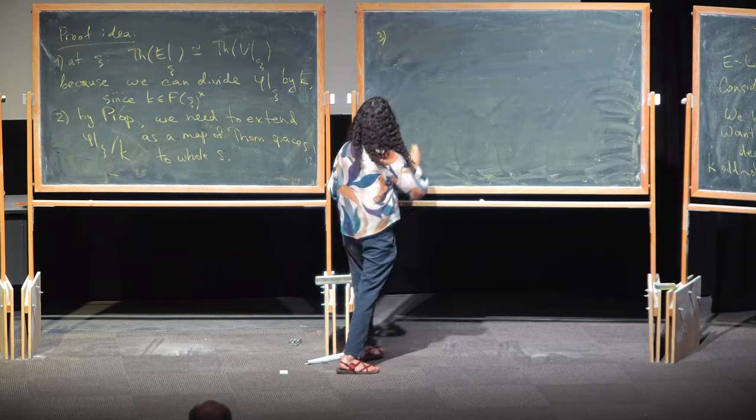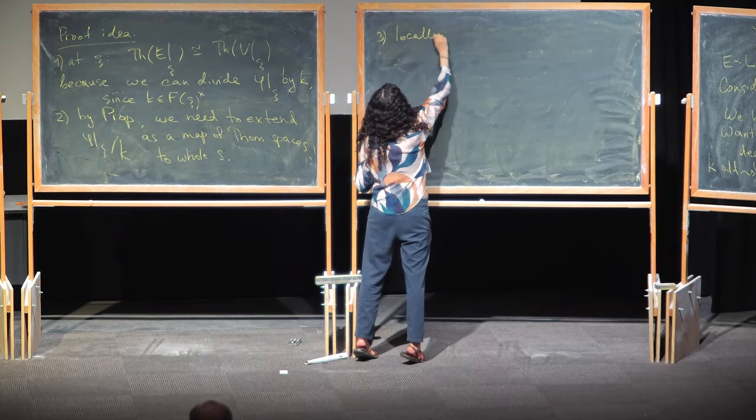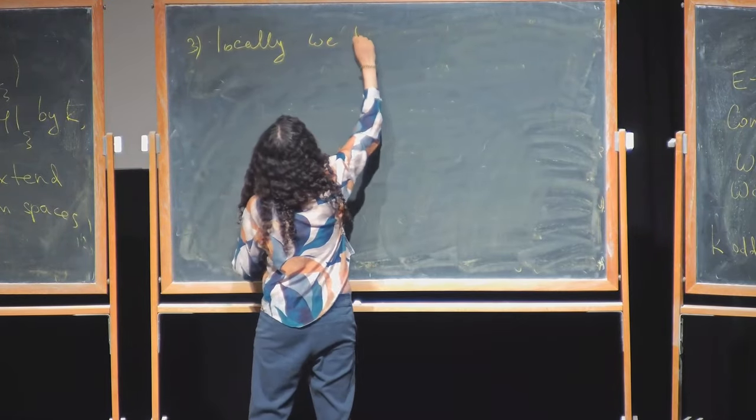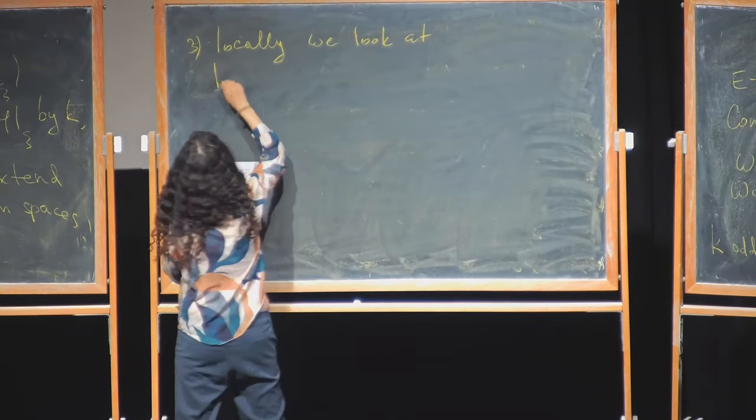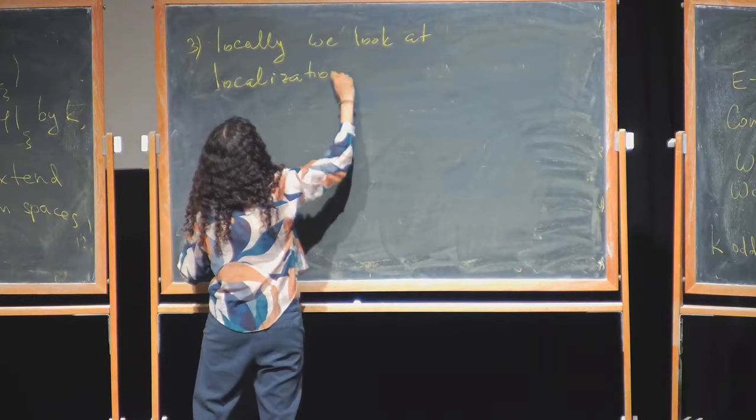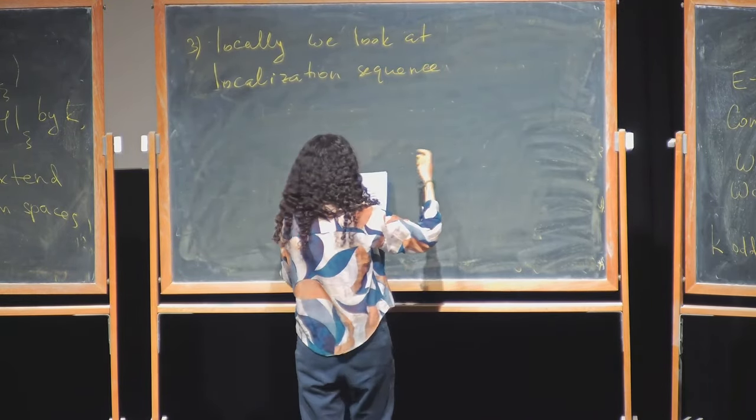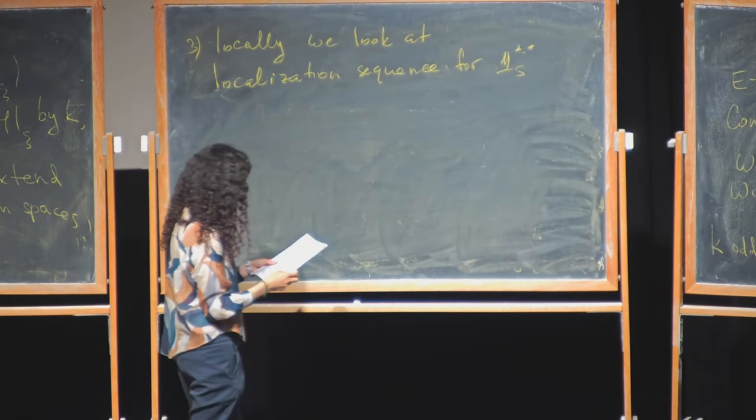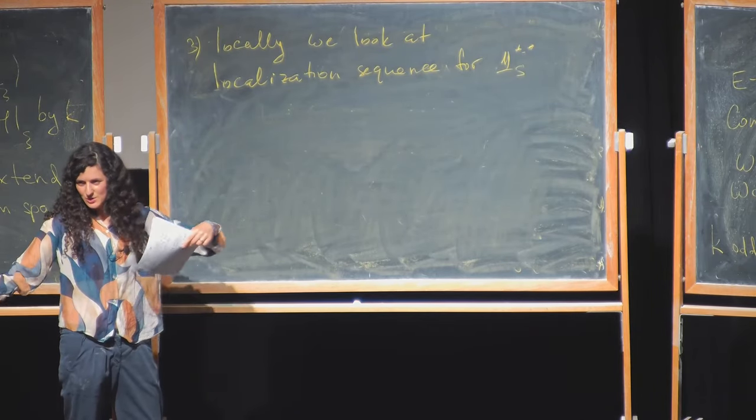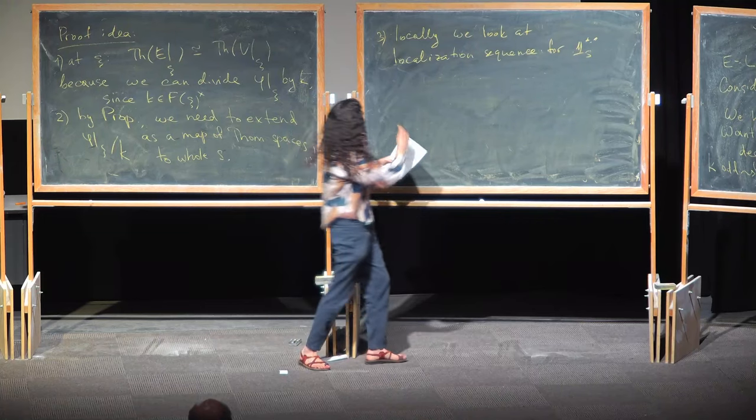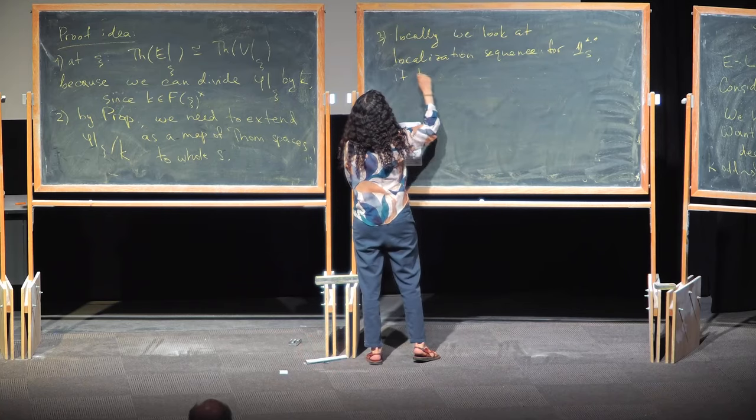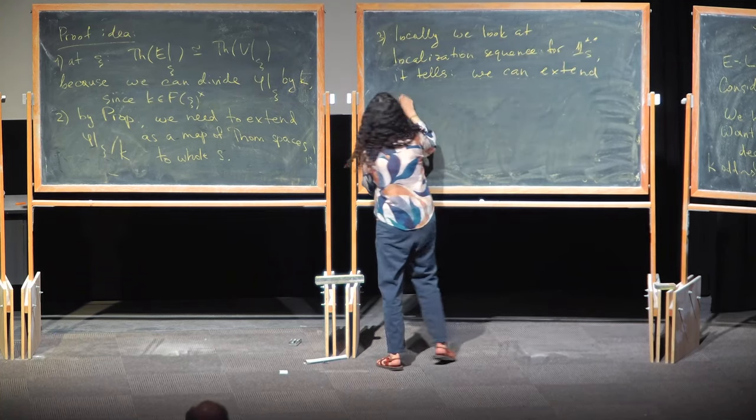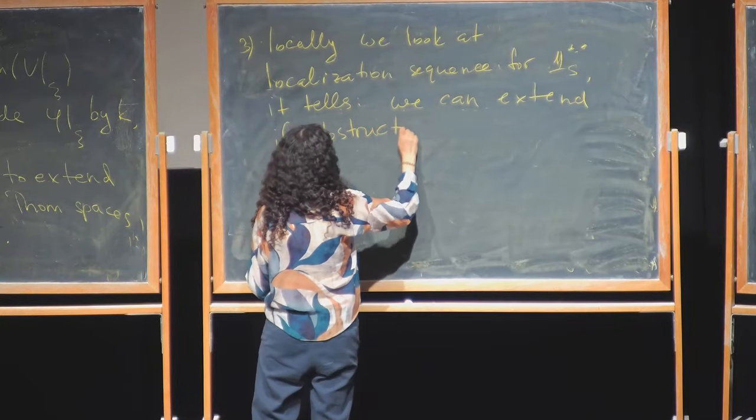So to extend something, I'll just say in words. Locally, we look at the localization sequence for cohomotopy groups of the motivic sphere spectrum. And so the localization sequence will tell us that we can extend to the whole space when obstructions in codimension 1 vanish. So it tells us that we can extend if obstructions to extension live in codimension 1.